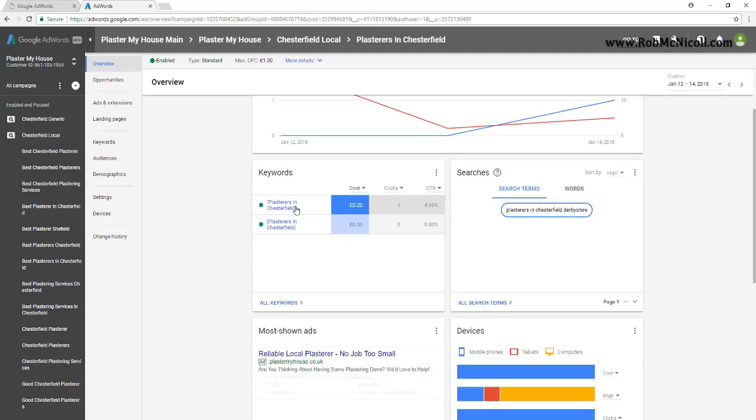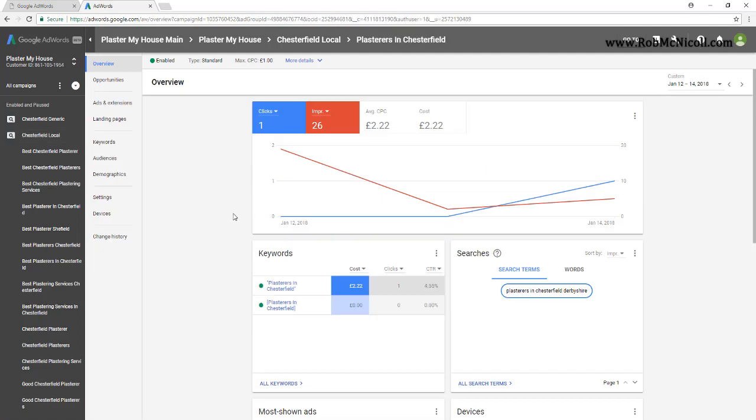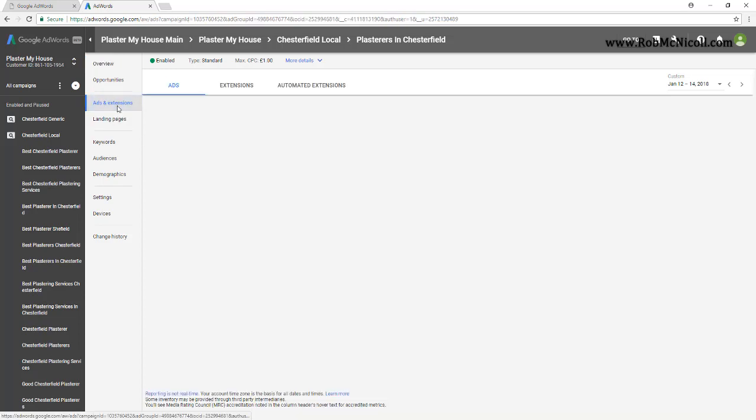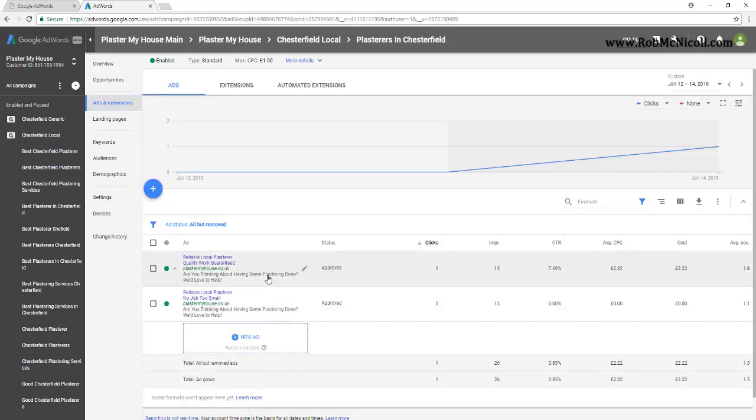If I click on the ad group, we can go into that further. So remember that underneath the campaign is an ad group, and under that is a keyword, and we can look at the adverts for these as well. If I click on ads and extensions here, you can see my adverts, and we've got two different variations here. Are you thinking about having some plastering done? We'd love to help. And remember, this is a generic type thing.